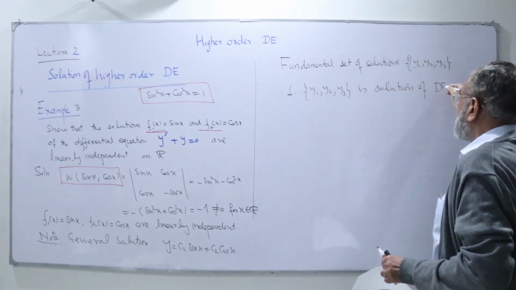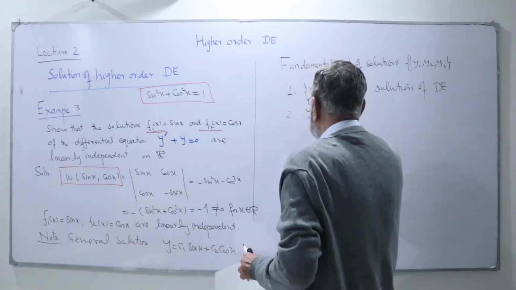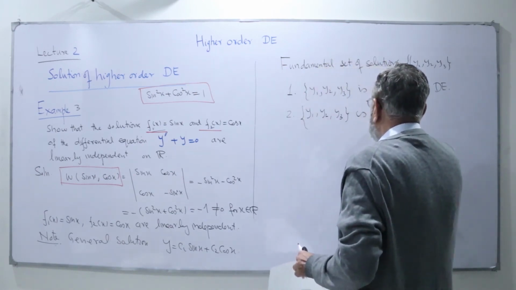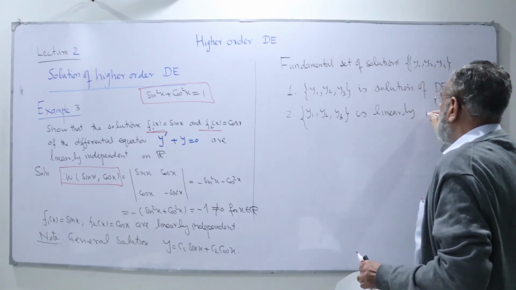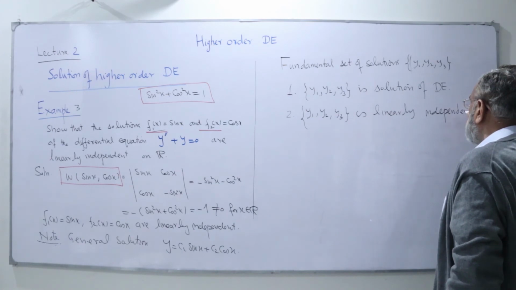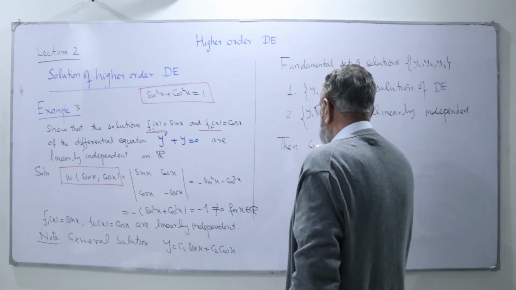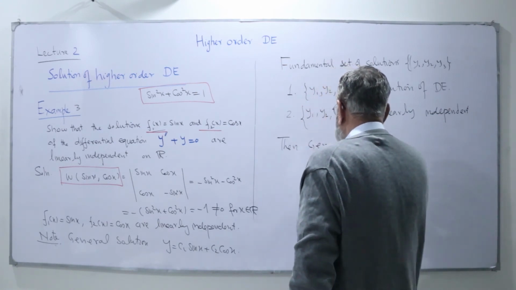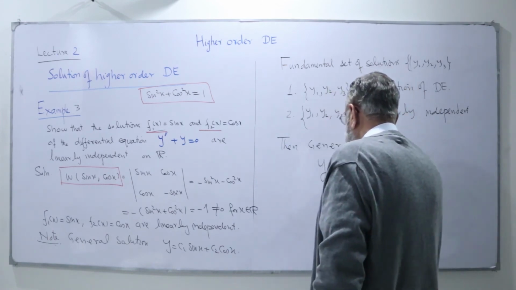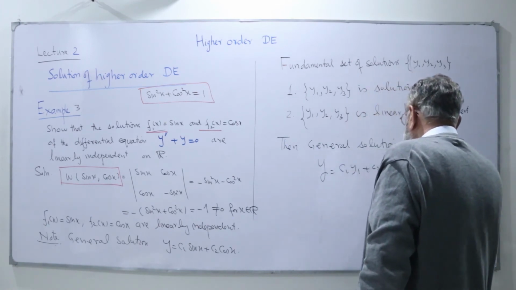Number two, y1, y2, y3 are linearly independent. Then if this is true, we can write the general solution. That's our linear combination or superposition. We can say the general solution is y equal to C1 y1 plus C2 y2 plus C3 y3.